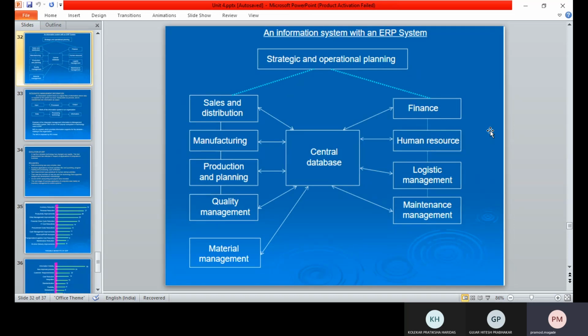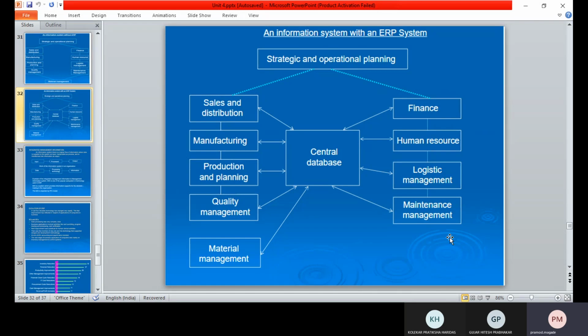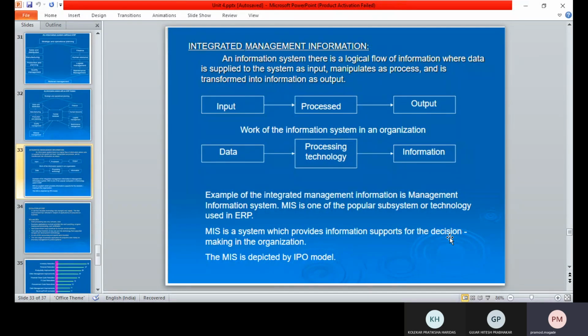After that, this is also the strategic operation planning. In that, we'll have to consider the central base through ERP, and through which we can control sales distribution, manufacturing, production, quality, material requirement, logistic, human resource, finance, and maintenance. It means all these two things, left side and right side, we can control by ERP system. After that, the integrated management system, what it includes, of course, ERP स्वतः किंवा by own, it cannot run. It can run by input, process, and output. So the same will have to be maintained.